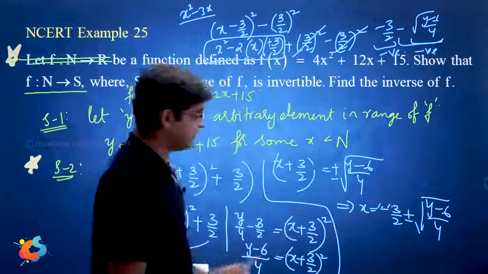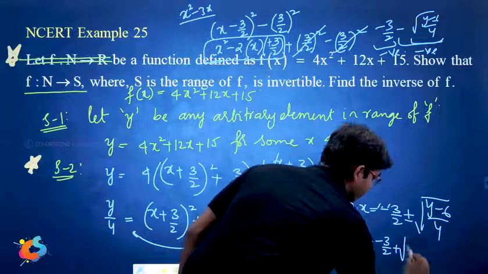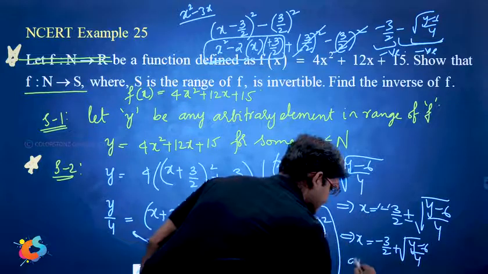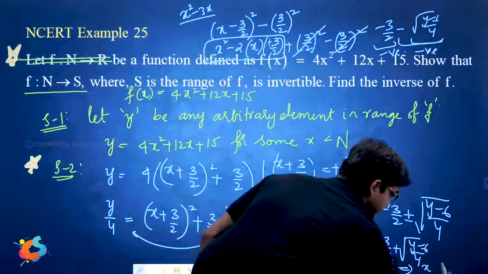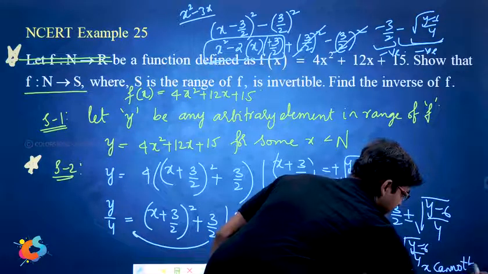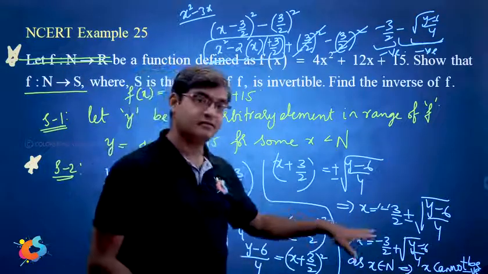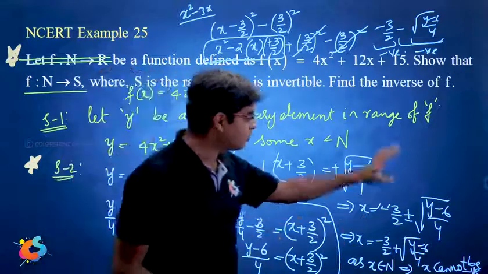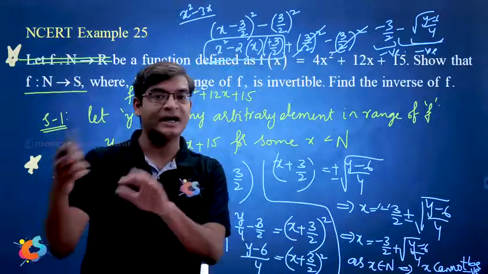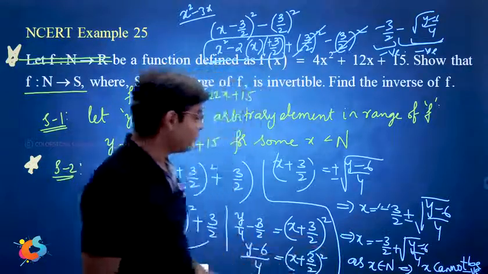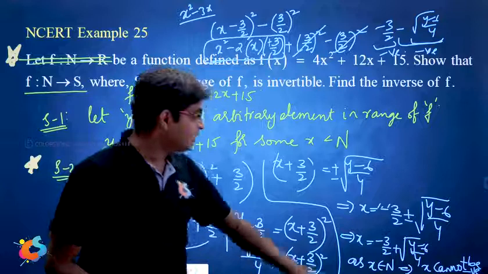So therefore, we are not going to take that, and we are going to take x is equal to minus 3 by 2 plus under root of y minus 6 by 4, as x belongs to natural numbers, implies x cannot be negative. So here we have mentioned why we should not consider negative values of x. Okay, so therefore we have ruled out one definition, and always you should have x as one definition of y, not multiple definitions of y. Okay, so therefore x is equal to minus 3 by 2 plus under root of y minus 6 by 4. So x as a function of y, we got it.